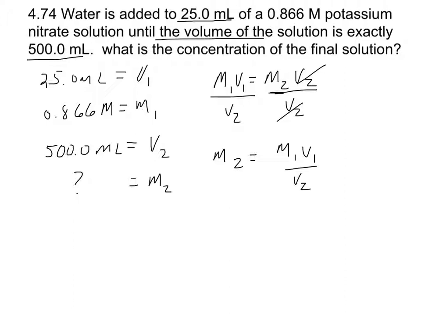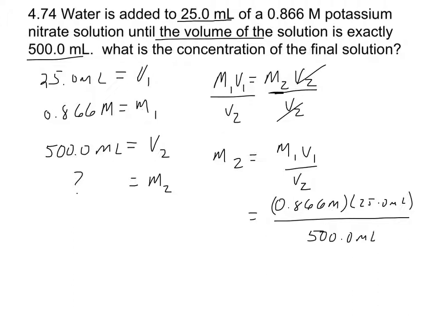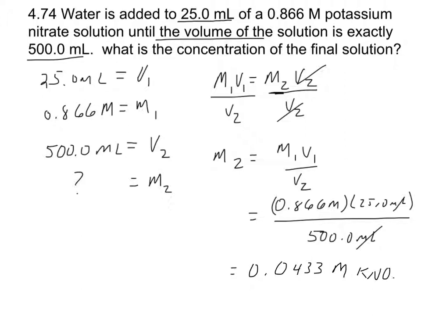So here we have M2 is going to equal the molarity 1, which is 0.866 molar, times volume 1, which was 25.0 milliliters, divided by 500.0 milliliters. So the milliliters cancels, I'm left with molarity, and this gives me 0.0433 molar potassium nitrate.